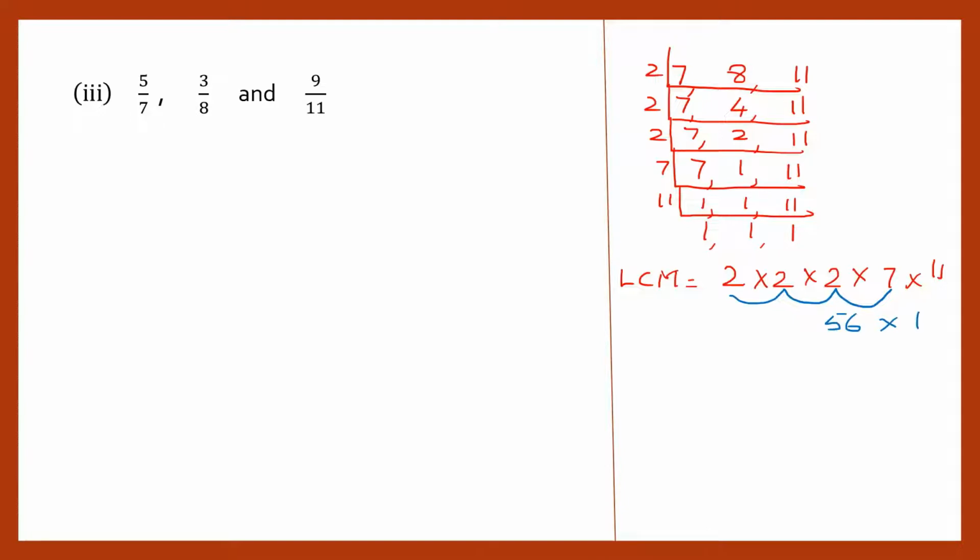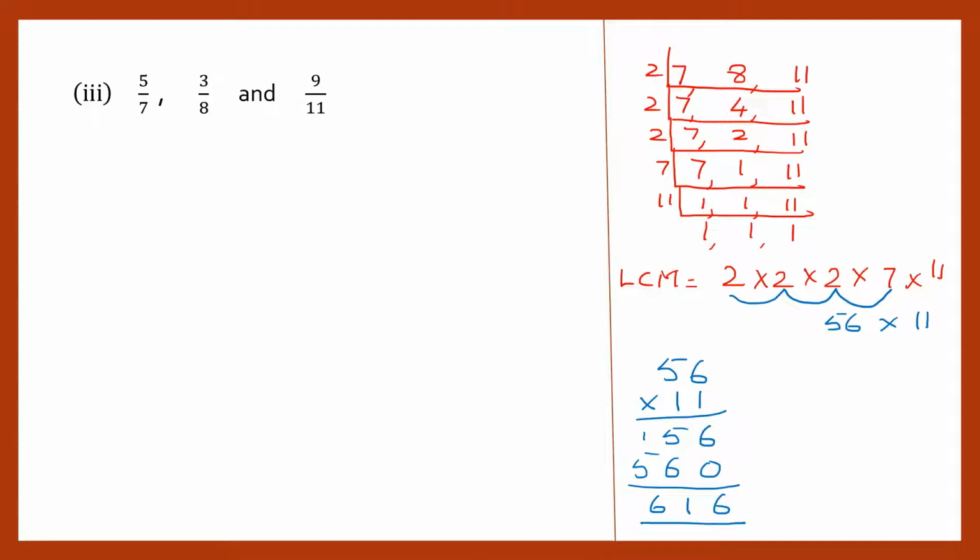56 into 11. So let's multiply 56 into 11. 6 ones are 6, 5 ones are 5. Same way, 1 six is 6 and 1 five is 5. 6, 5 plus 6 is 11 and then 5 plus 1 is 6. So I've got 616. As you can see, it's a big number, and to find the numerators with this as the denominator will be a little difficult.